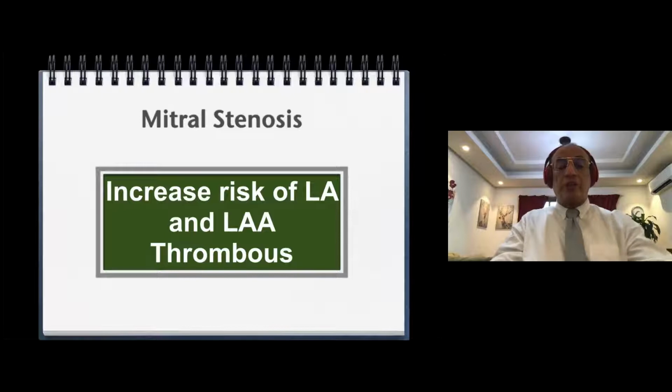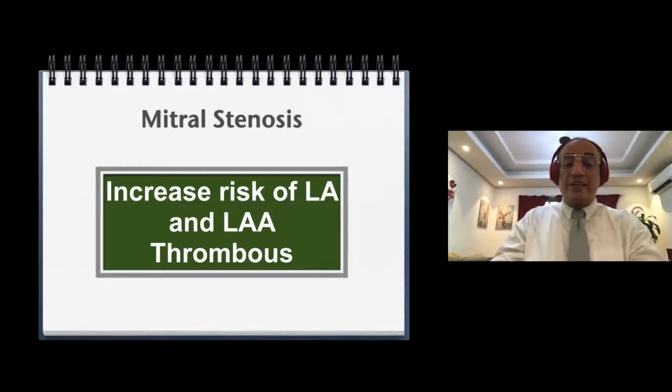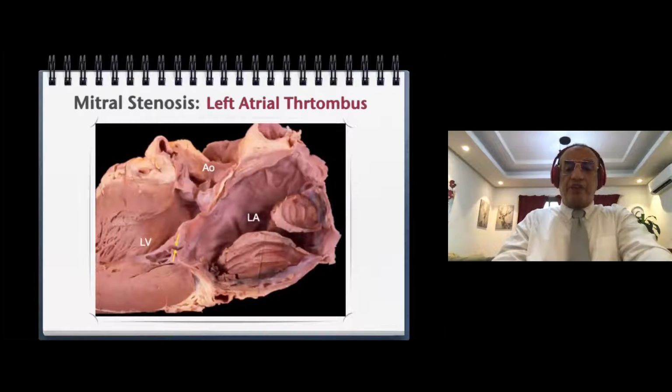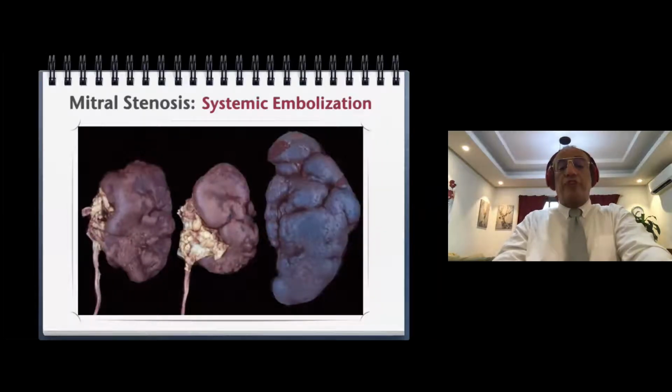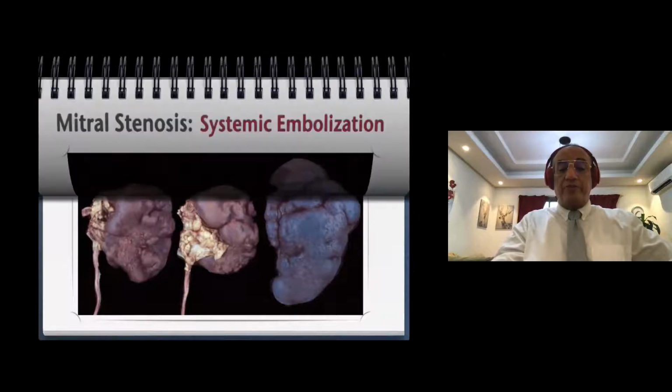So rheumatic mitral stenosis increases the risk of left atrial and left atrial appendage thrombus, which can lead to systemic embolization and catastrophic embolic stroke. And this is the left atrium and left atrial appendage thrombi here in this view. And this is the effect of the left atrial thrombi. The patient may present with systemic embolization in the form of renal infarction or splenic infarction.